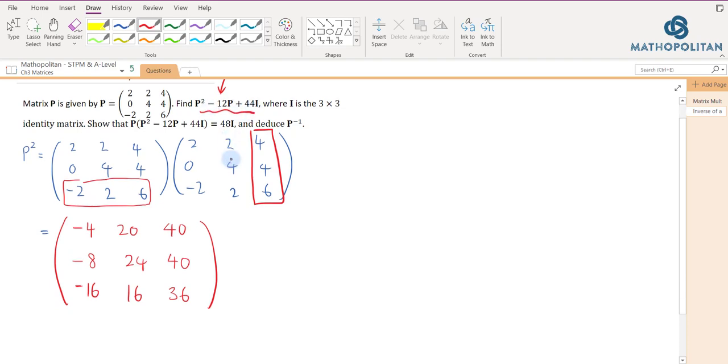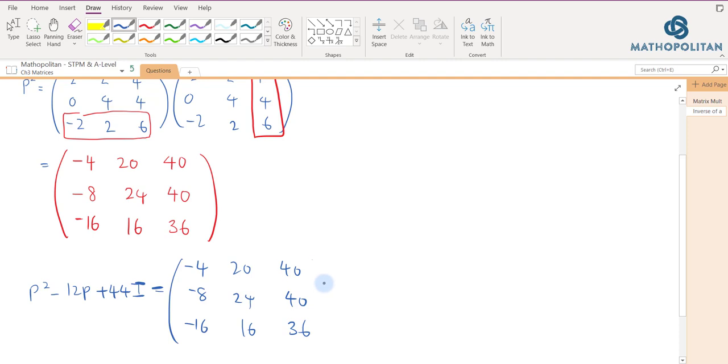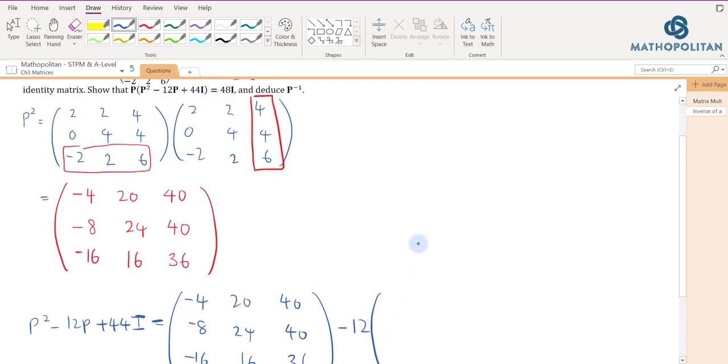So now that we have P squared, we can substitute it into this expression and simplify it. So we have P squared minus 12P plus 44I. P squared is what we have obtained here, so I'll just substitute this in: 24 and 16, this is 40, 40, and 36. And then for the 12, this is minus 12 multiplied by P. Of course, you can directly multiply the scalar 12 into the matrix, but I'll just do it step by step. So that's 2, 0, negative 2, 2, 4, 2, 4, 4, and 6. And then we will add in 44I.